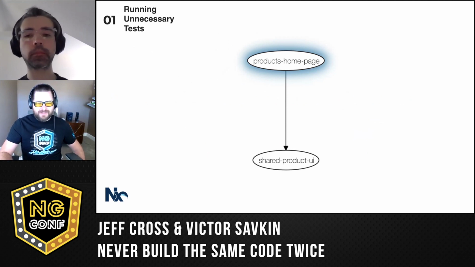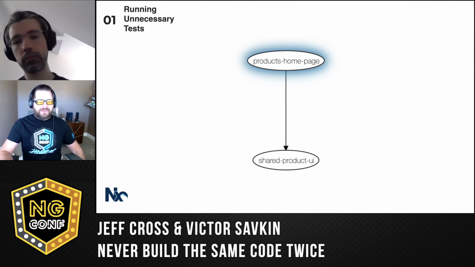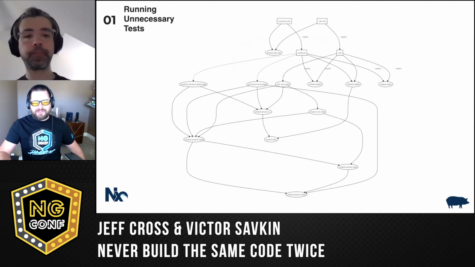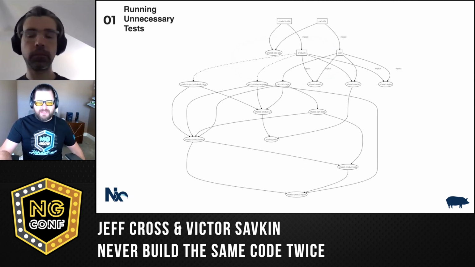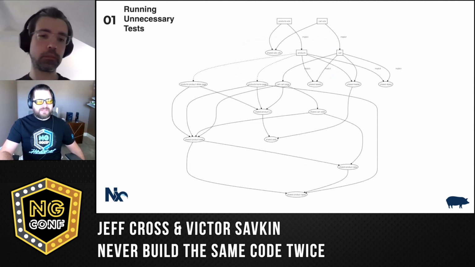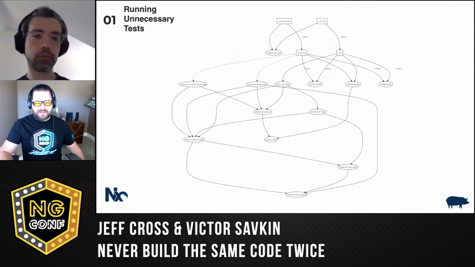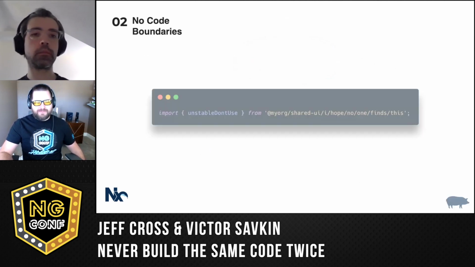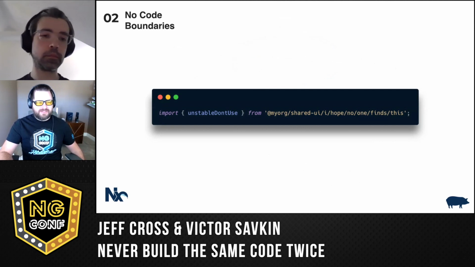Running unnecessary tests: if I have this product's homepage that depends on a shared product UI library, then those are only two things in this workspace. If I touch the shared products UI, I don't need to test everything else in here, but if you have a naive setup, that's what's going to happen. You're just going to say, how can I know what needs to be tested? I'll test everything every time, which is bad. That's going to take a lot of time. Build time has a big impact on team productivity.